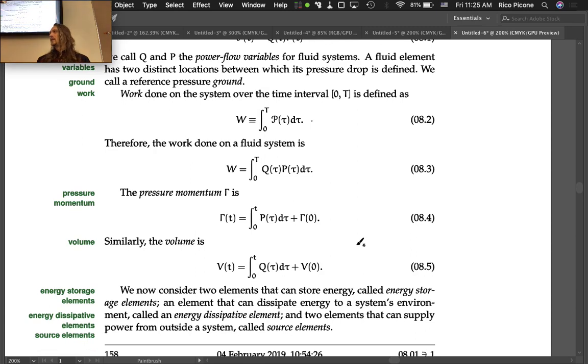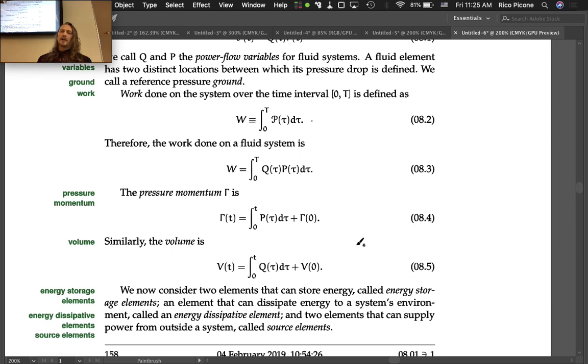It's one of those parameters that we don't usually think of as being very physically interesting, so we don't talk about it much. But it arises in a minute. We'll talk about pressure momentum a little bit. And similarly, the volume is just the integral over time of the volumetric flow rate, which makes sense. Volume per second is the volumetric flow rate. If you integrate that over time, you're going to get volume.